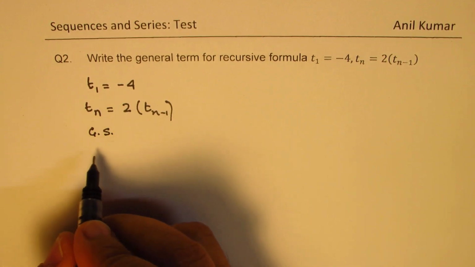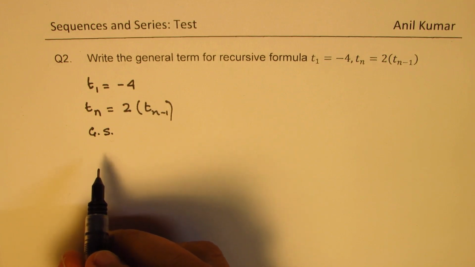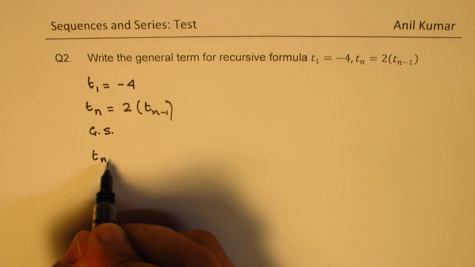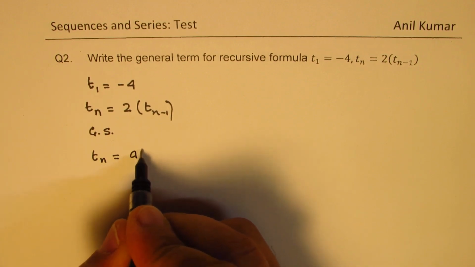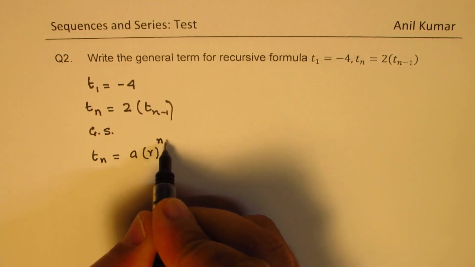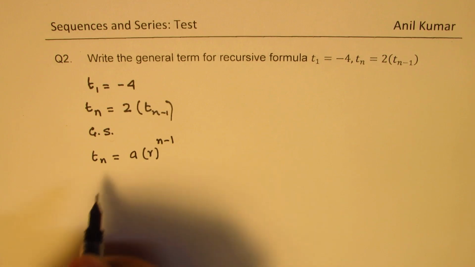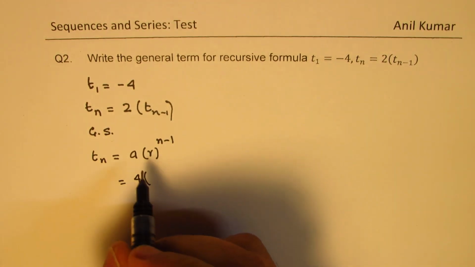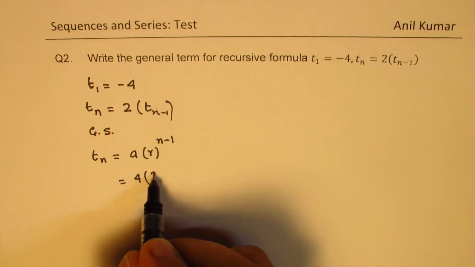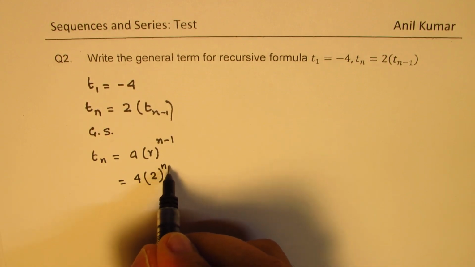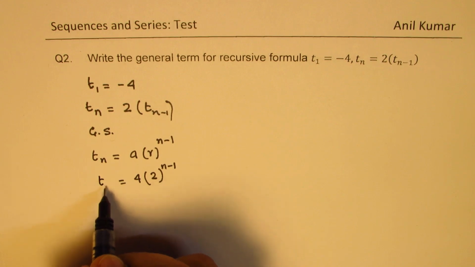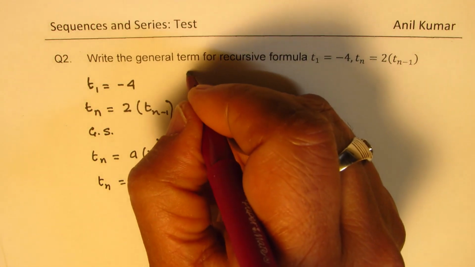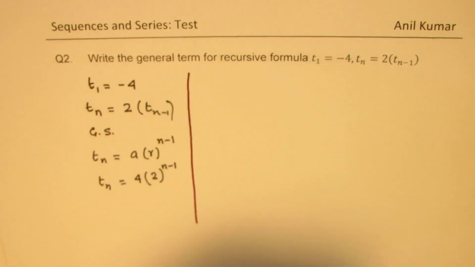So the general term, you can always write that as tn equals a times r to the power of n minus 1, where a, the first term here, is minus 4, right? And r is 2. Right. So that is how you could get a general term in this particular case, okay, from a recursive formula.